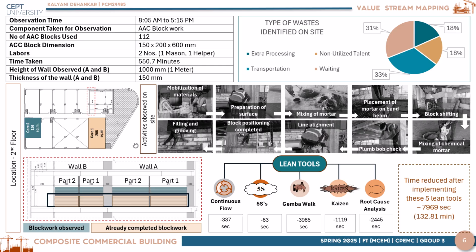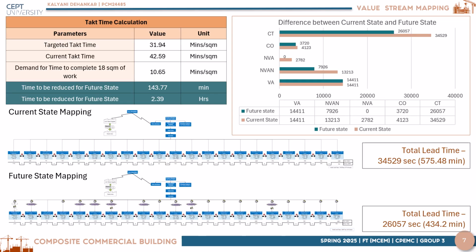All the activities observed on the site, which come under block work, are shown here. After evaluating the current state map, we applied five lean tools, which are continuous flow, 5S, Gemba walk, Kaizen, and root cause analysis, which reduced total time to about 132.81 minutes. After takt time calculation, the time to be reduced for the future state came to around 143.77 minutes. The graph here showcases the difference in cycle time, changeover time, non-value added activities, non-value added but necessary activities, and value adding activities for current state and future state mapping.